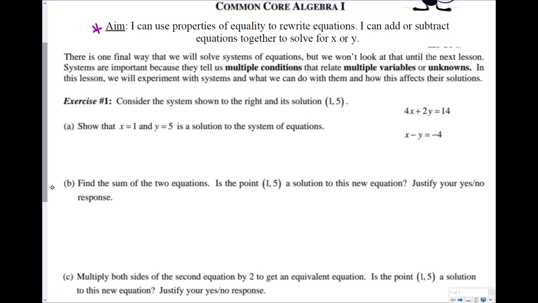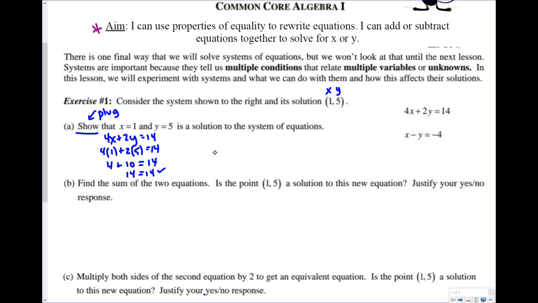Exercise 1 says, consider the system shown to the right and its solution (1, 5). So I know its solution is (1, 5), so that's the x, that's the y. Part A says, show that x equals 1 and y equals 5 is a solution. Well, I know that show means it wants me to plug it in and show that it works. So I'm going to do that. I have 4x plus 2y equals 14. And instead of x, I'm going to plug in a 1, and instead of y, I'm going to plug in a 5, and see if that simplifies to 14. 4 times 1 is 4. 2 times 5 is 10, and yes, 4 plus 10 gives me 14. So it works for the first equation.